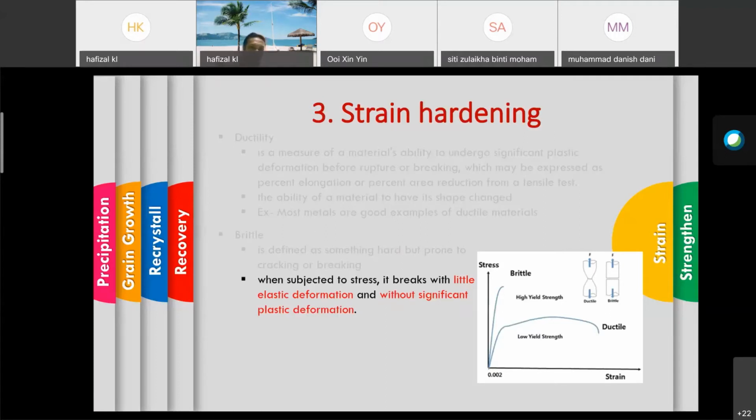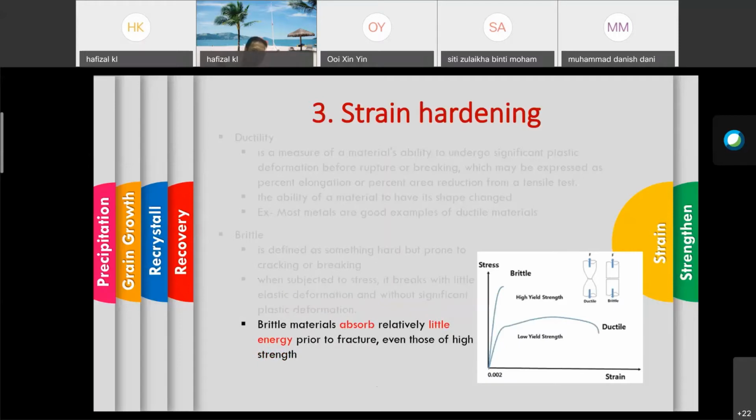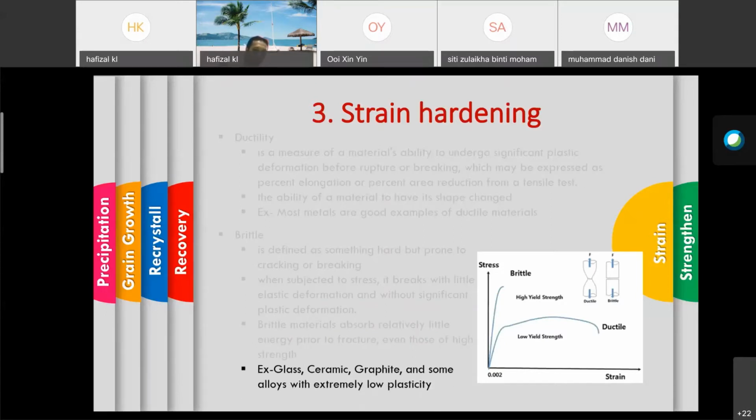So when subject to stress, it will break, with little elastic deformation and without significant plastic deformation. So the region whereby it exits the elastic, when the limit is exceeded, it will break. Brittle material absorbs relatively little energy prior to fracture. Examples of the material are glass, ceramic, graphite. So that one is quite hard, and when we give extra force, it will break. So that is one in the category of brittle.